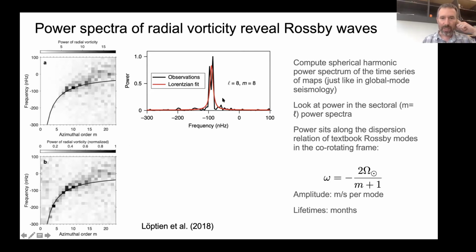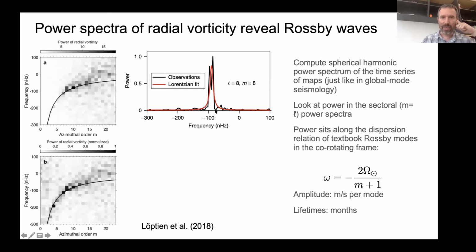And if you look at a slice through one of these power spectra, this is for the L equals M equals 8 case. The data gives you this black curve. It's astonishing how small the background is. This peak is way above the background. It's not just a little detail, but this is the dominant thing that's happening in this range of frequency at this M.